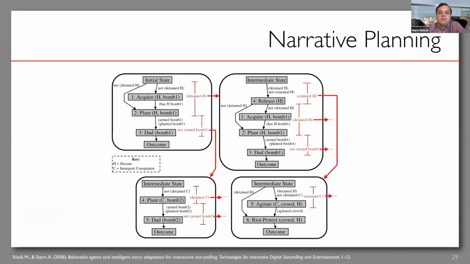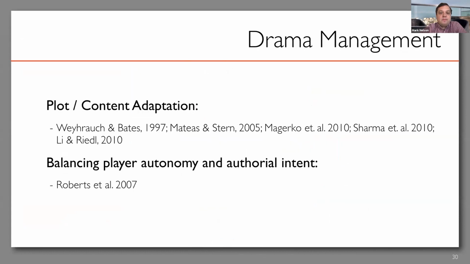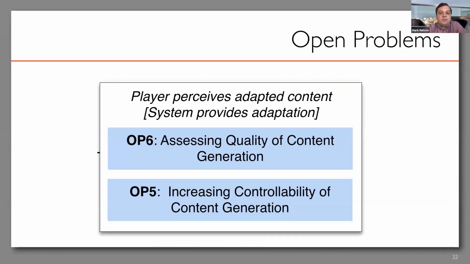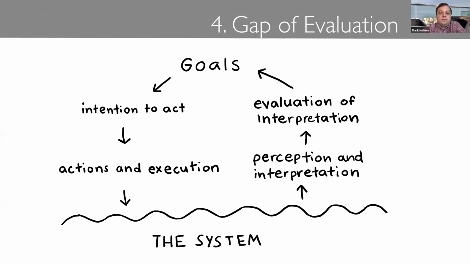This community has developed many approaches to game adaptation. For example, planning-based approaches and drama management-based approaches. Another prominent direction is procedural content generation. The two key open problems here are automatically assessing the quality of the generated content and increasing the controllability of it.